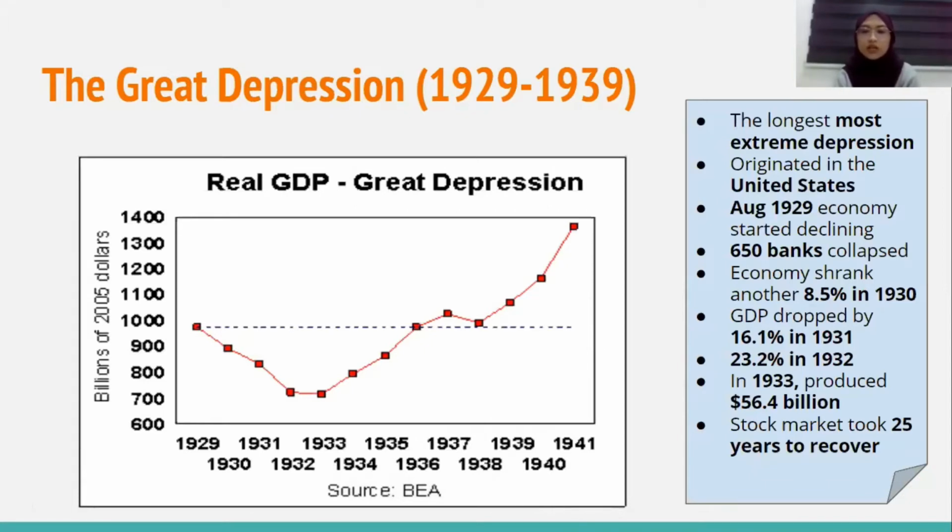So in August 1929, the economy started declining with 650 bank collapses. The economy then shrank another 8.5% in 1930, and the GDP dropped by 16.1% in 1931, 23.2% in 1932, and in 1933 it only produced $56.4 billion, which is half of what it produced in 1929. Then the stock market took 25 years to recover.